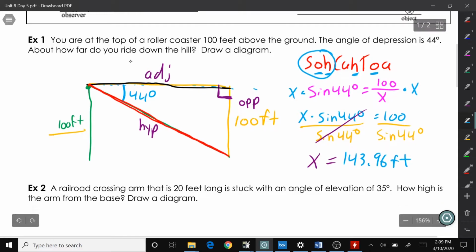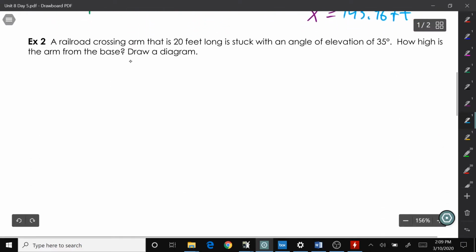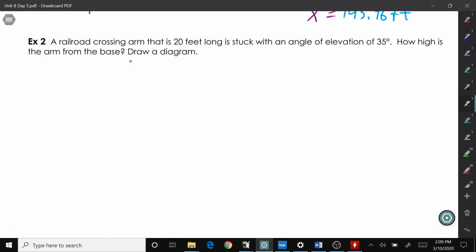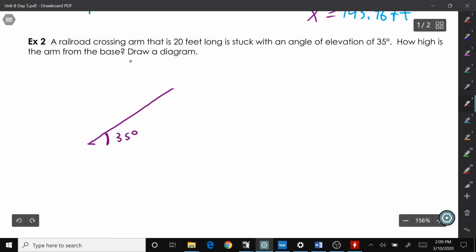Alright, example number 2. A railroad crossing arm that's 20 feet long is stuck with an angle of elevation of 35 degrees. How high is the arm from the base? Okay, so we have a railroad crossing arm. It says it's stuck at angle of elevation of 35 degrees. So this angle right here is 35 degrees. So we'll make a right triangle.